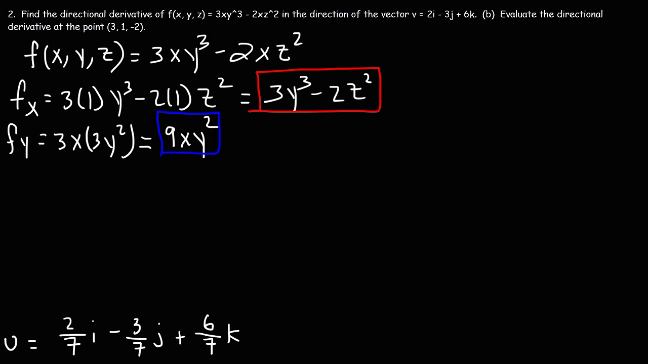Now let's find the other partial derivative. This doesn't have a z value, so that's going to be 0. And so it's going to be negative 2x times the derivative of z squared, which is 2z. And so this becomes negative 4xz.